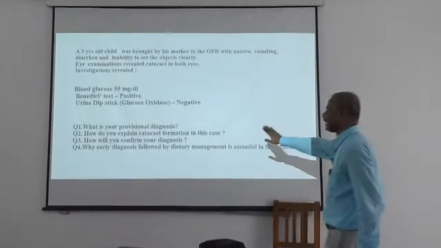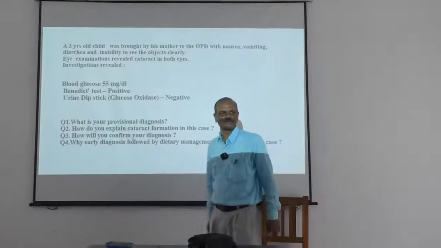The same mechanism by which glucose appears in diabetes, same mechanism. There is a limit, there is galactosemia, so galactose level is increased in the blood, that has been filtered by the kidney and that is appearing in the urine. What is the provisional diagnosis? Galactosemia. How do you explain cataract formation in this case?